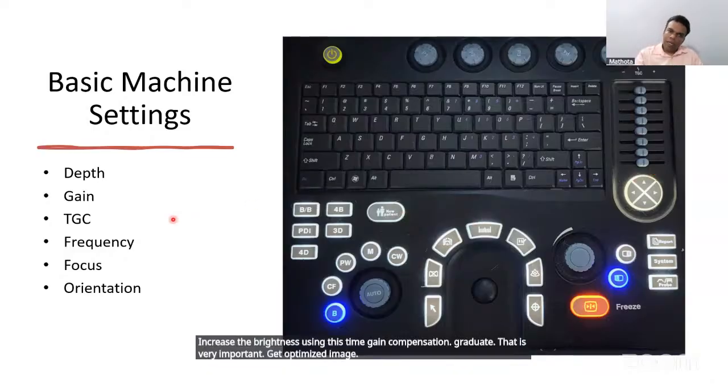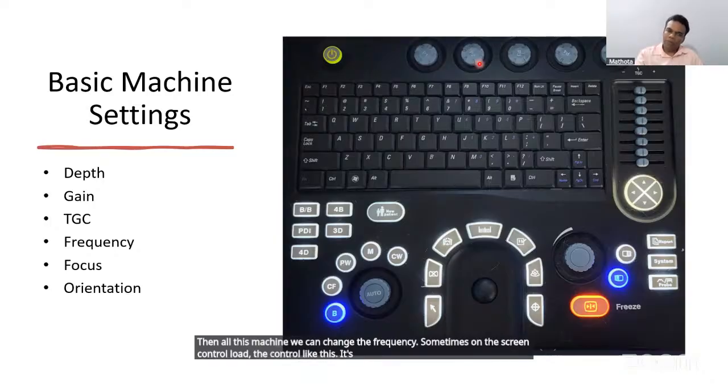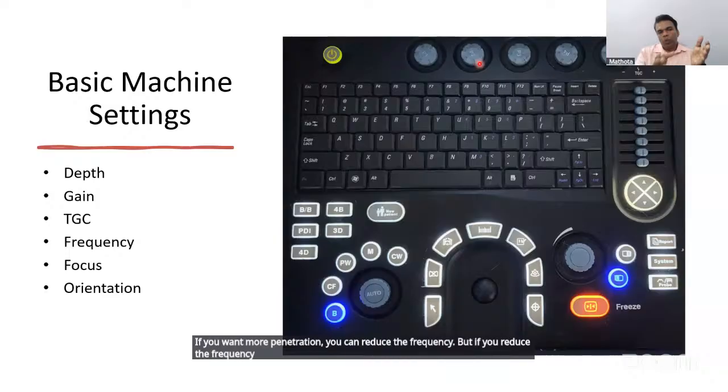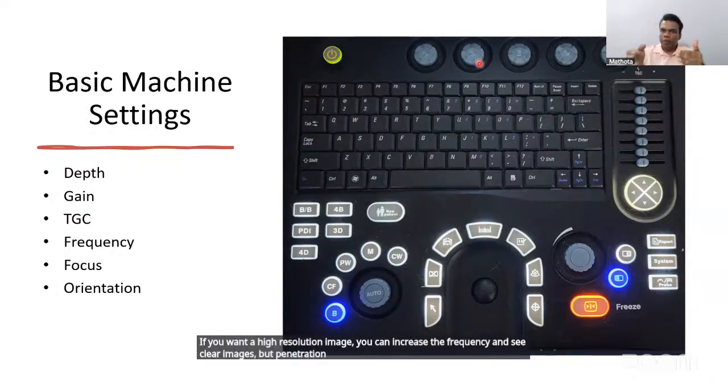Then on all these machines, we can change the frequency. Sometimes on a screen controller, a control like this is available to control the frequency. So you can increase or decrease frequency depending on the requirement. If you want more penetration, you can reduce the frequency. But if you reduce the frequency, your resolution gets lower, so you will see a low resolution image. If you want a high resolution image, you can increase the frequency and see clear images, but penetration is low. Sometimes you can't see anything in the bottom part of the image.